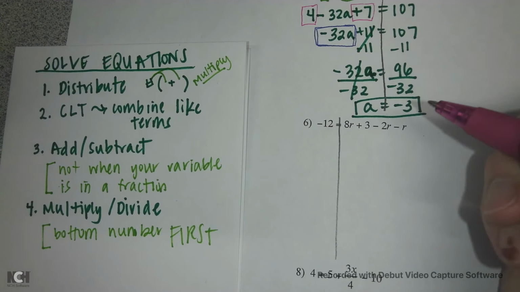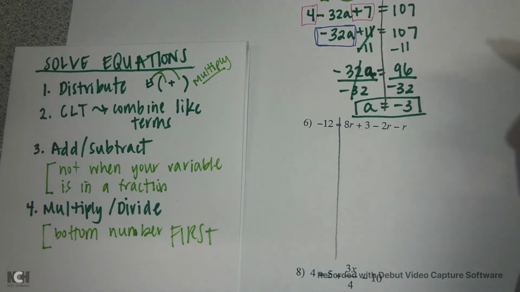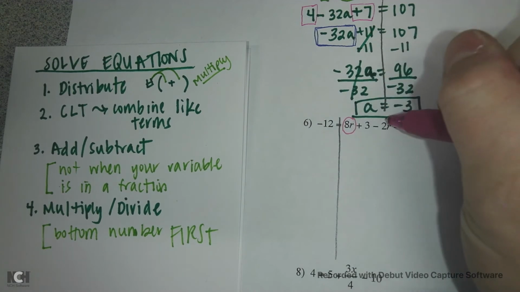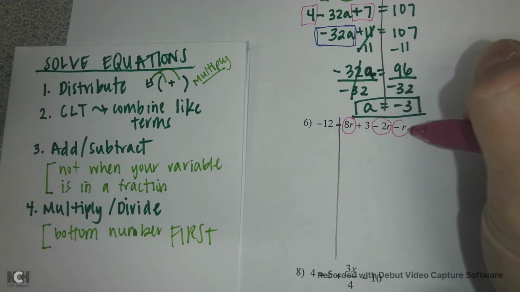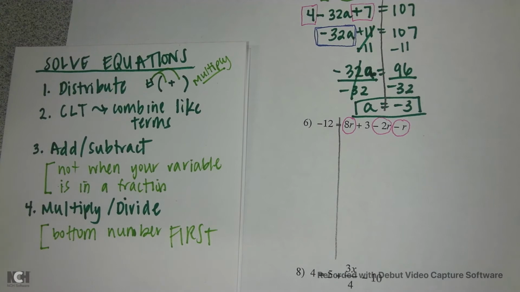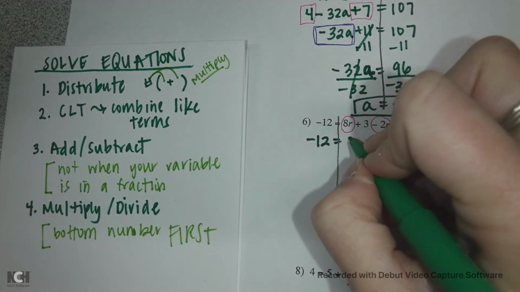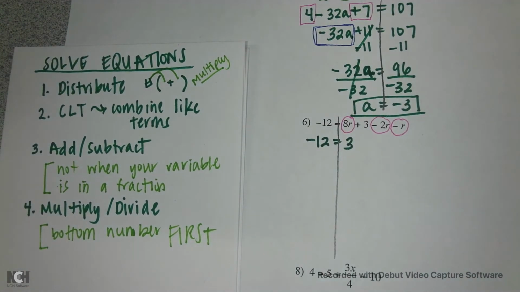Well, on the left-hand side, there's just a negative 12. He's going to hang out there. On the right-hand side, I've got an 8r, a negative 2r, and a negative r. So we're going to combine those guys. I still have my negative 12, so I'm going to put that guy there. And I didn't do anything to my 3, so I'm just going to put him on.